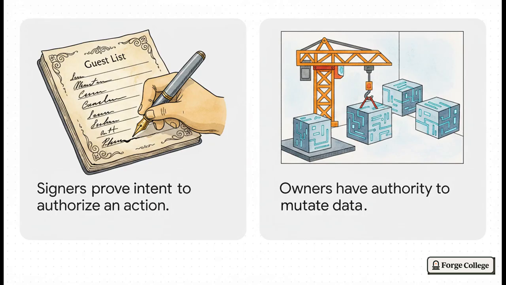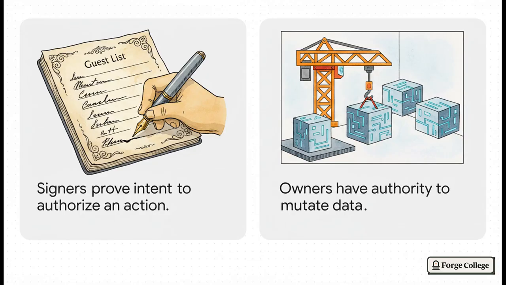Think back to our festival analogy for a second. Look, I don't care if you sign the transaction to enter the club. Congratulations, you proved your intent to be there. But if you don't actually own the club, you can't just start changing the furniture. Signers ask for things to happen.